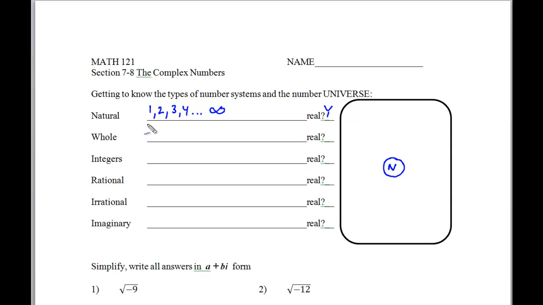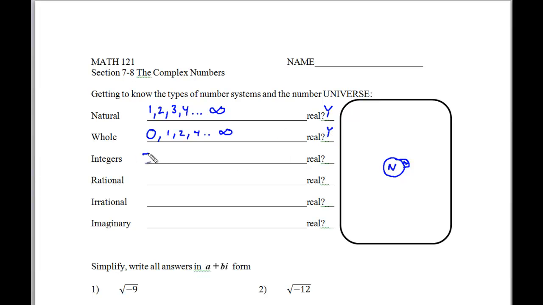Now, whole numbers are almost the same size as the natural number set, except that whole numbers start with 0 and then go to positive infinity as well. So the difference between the whole numbers and natural numbers is we're adding 0. In terms of size, the natural numbers aren't that much smaller than the whole number universe. The whole number universe just has that 0 in it. So yes, these are all real numbers.